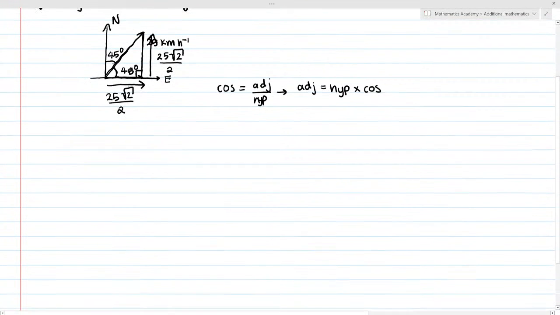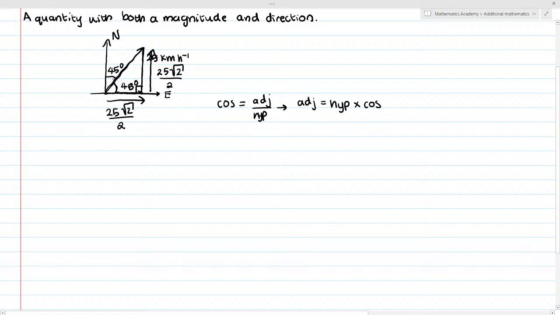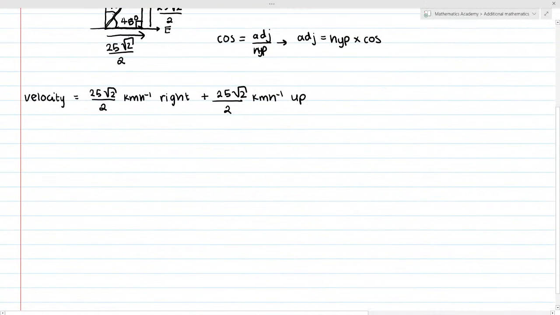So how does this relate to the topic of vectors? Well, this simplifies our problem much more, because now we can say that the velocity of the car is 25 root 2 over 2 kilometers an hour to the right, plus 25 root 2 over 2 kilometers an hour upwards. Now, we have symbols for this right and up terms, and that's just the i. We just use i for this, and j.